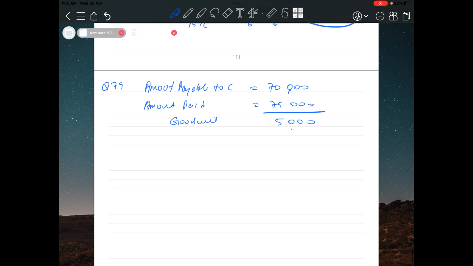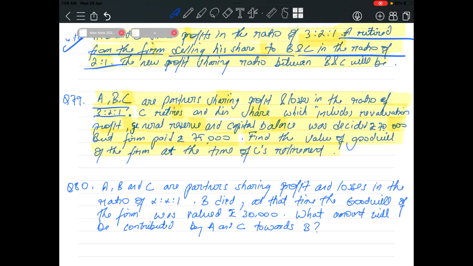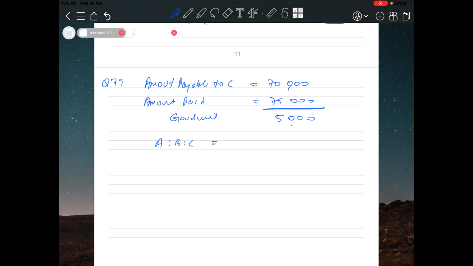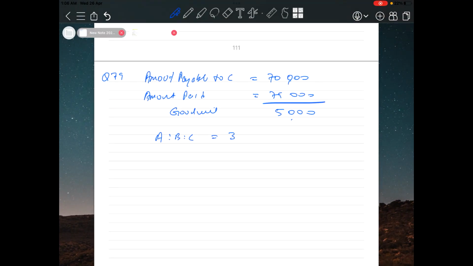Okay, now taking C's share of goodwill, we have to find out the goodwill of the firm. Okay, now there are 3 partners A, B and C. What is their sharing ratio? 3 is to 2 is to 1. Their sharing ratio is 3 is to 2 is to 1. Okay, now what is C's share?